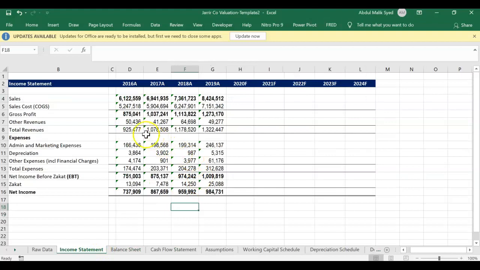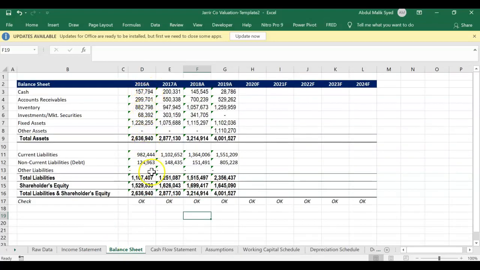After that, I put in the formulas. This is the formula to get the gross profit: sales minus COGS gives you the gross profit. Then total revenues is gross profit plus other revenues. Then you have expenses coming from the income statement of Jarrir, so we just take the total by using Alt+= to get the expenses. Then EBT is nothing but total revenues minus total expenses. Zakat is taken as it is, so the net income is EBT minus zakat. This brings me the historical figures for the income statement.